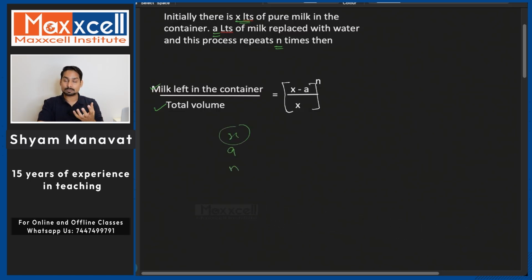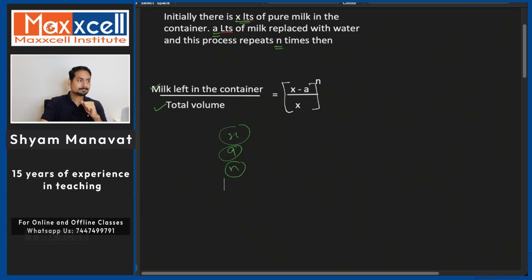X is the total volume which was there earlier. A is the replacement quantity and n is the number of times you are repeating this process. So that will get you the milk left in the container. Now it is not necessary that you can apply this only in the case of milk. It could be anything else. Milk is one example; water, if you are adulterating milk with water, is another example. It could be something else also.